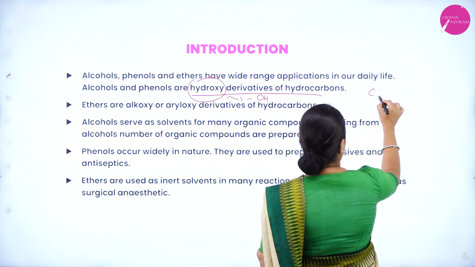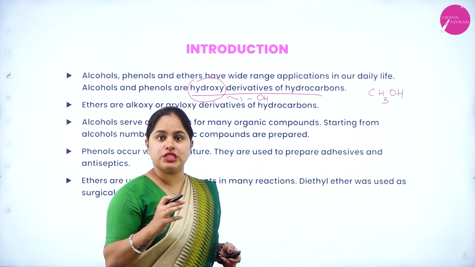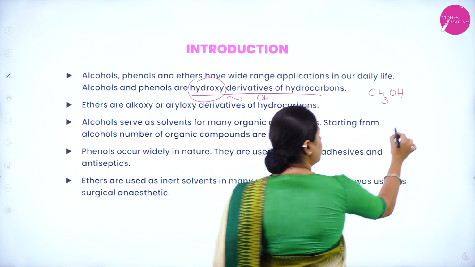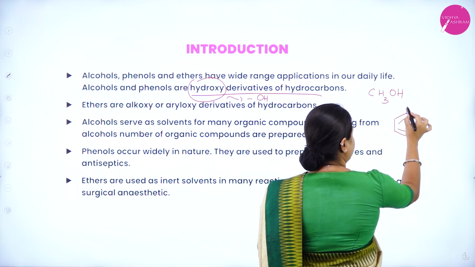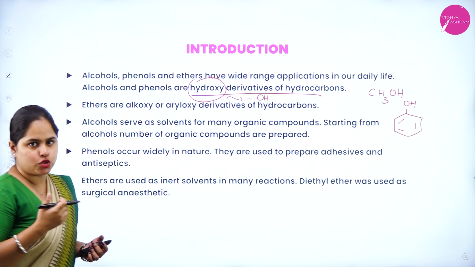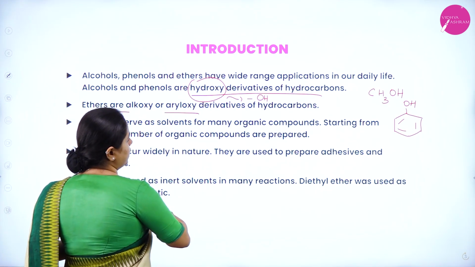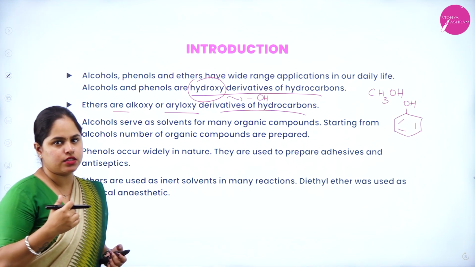For example, let us take CH3OH. This is derived from CH4, which is methane. So this is an alcohol. Now, phenol means this is your benzene ring. Instead of one hydrogen atom, you have an OH group. So this is called phenol. I hope it is clear. Ethers are alkoxy or aryloxy derivatives of hydrocarbons. What this means in detail, I'll discuss when we start studying ethers.